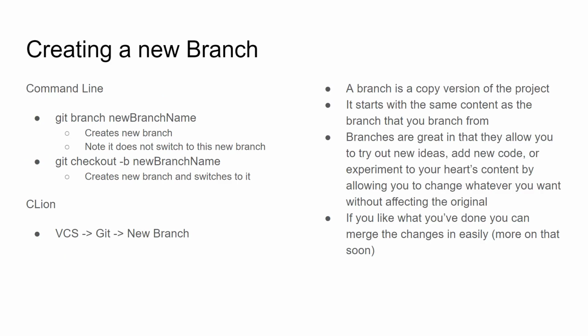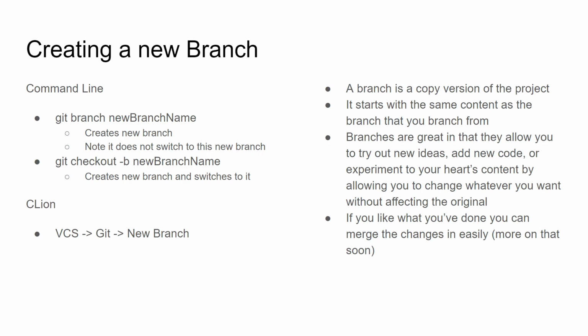So sometimes you might want to create a new branch. A branch is when you want to try out something new, or you might want to add some new features. The command line is going to be git branch, new branch name. And by default, when you run this command, it's not going to switch you to the new branch. It'll just create it, and you'll end up still on the old one. If you want to create and switch to it using the command line, git checkout -b, new branch name, and it'll switch you over. And in CLion, version control, Git, new branch. CLion will give you an option, a little checkbox: do you want to switch to this branch or not?